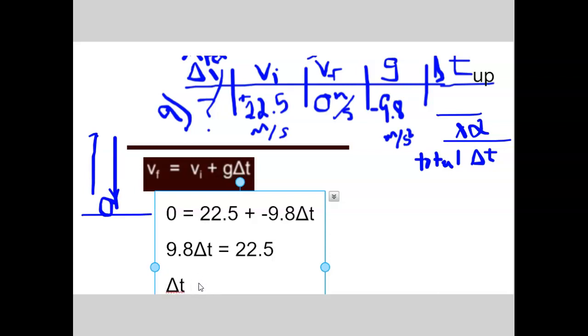So delta t, and this is the time just going up, is equal to 22.5 divided by 9.8.